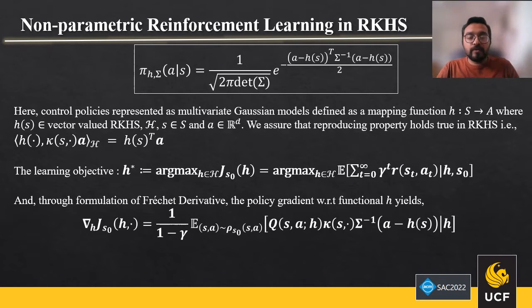Our learning objective is to find that functional h star which can maximize the utility of the reward function, and the reward function is a discounted reward here. And through formulation of the Fréchet derivative, we can formulate the gradient in the RKHS through this equation, and this is one of the empirical equations that makes calculation of the gradient easy.